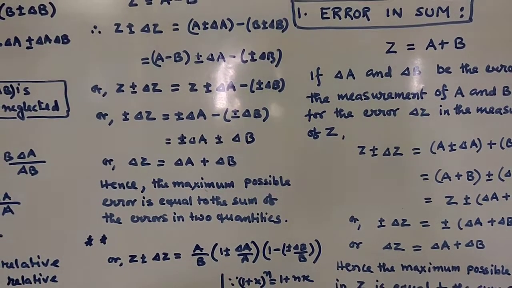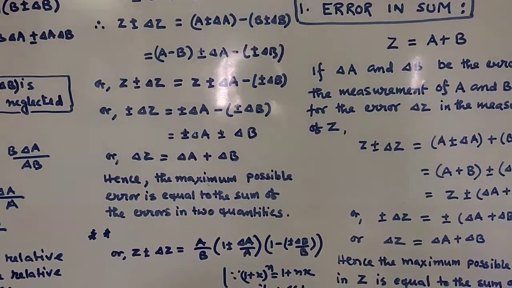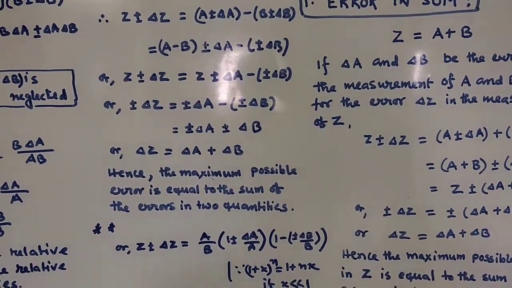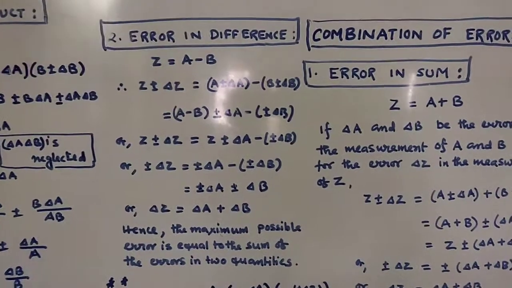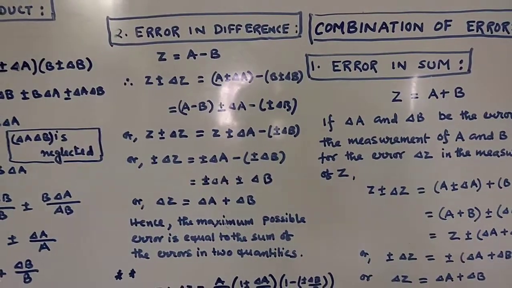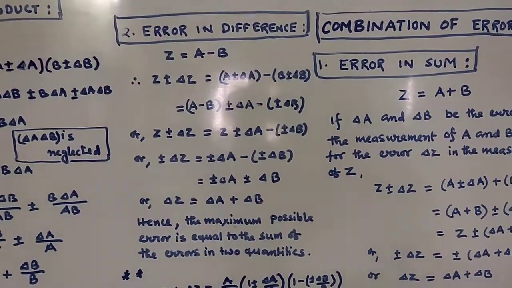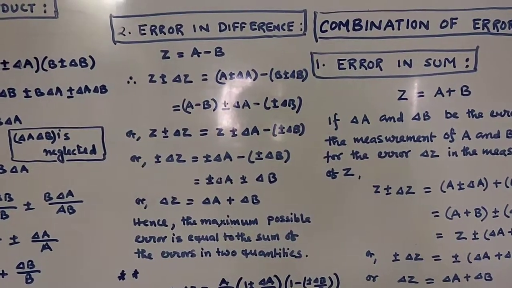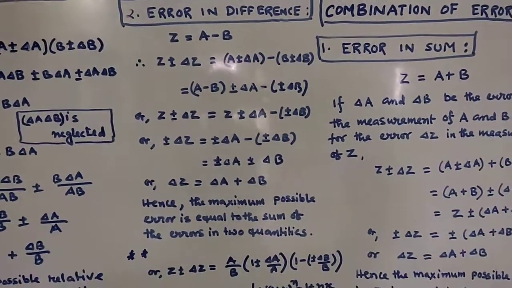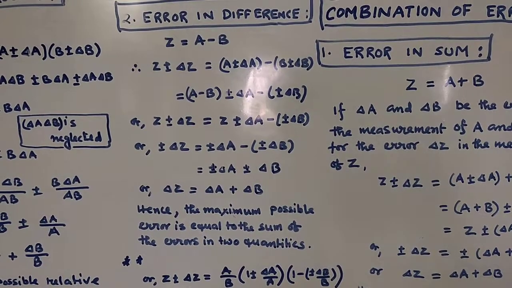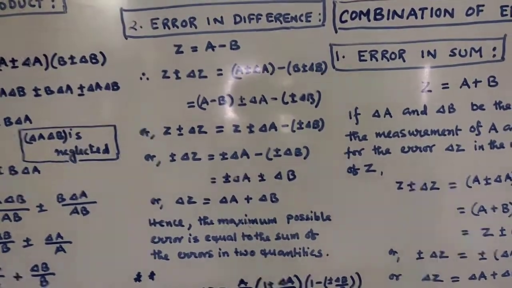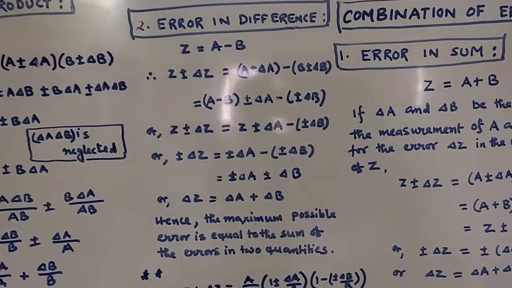So delta z equal to delta a plus delta b. So hence maximum possible error is equal to the sum of the errors in two quantities. So in error in sum and error in difference, the maximum possible error is the same. That is nothing but your delta z equal to delta a plus delta b. So I am repeating once again, delta we are using for the small value. Whenever we define a small value of any physical quantity, we use the symbol delta with that physical quantity.